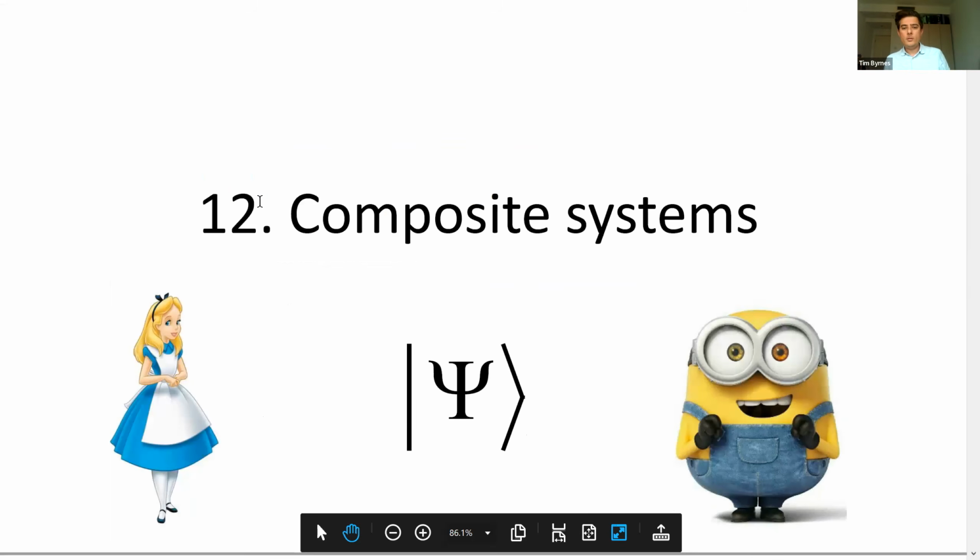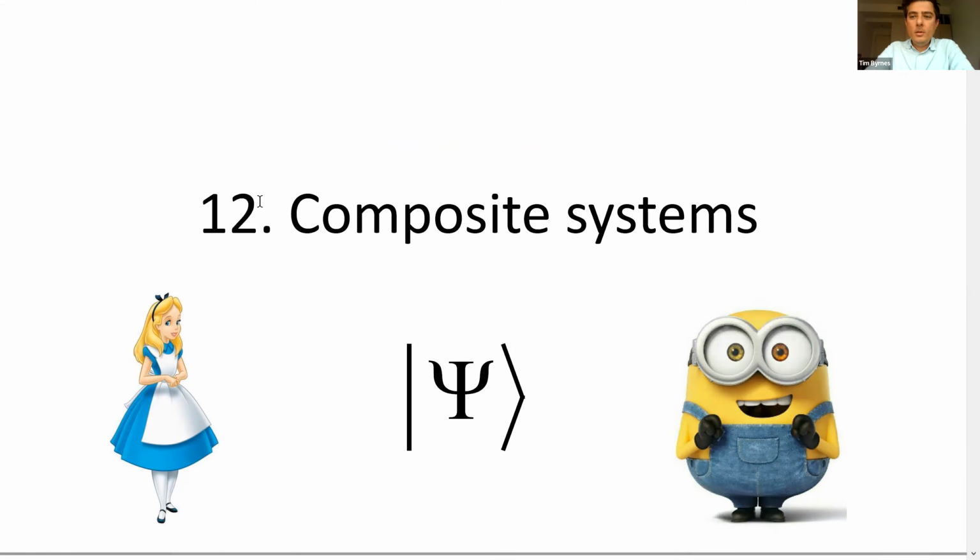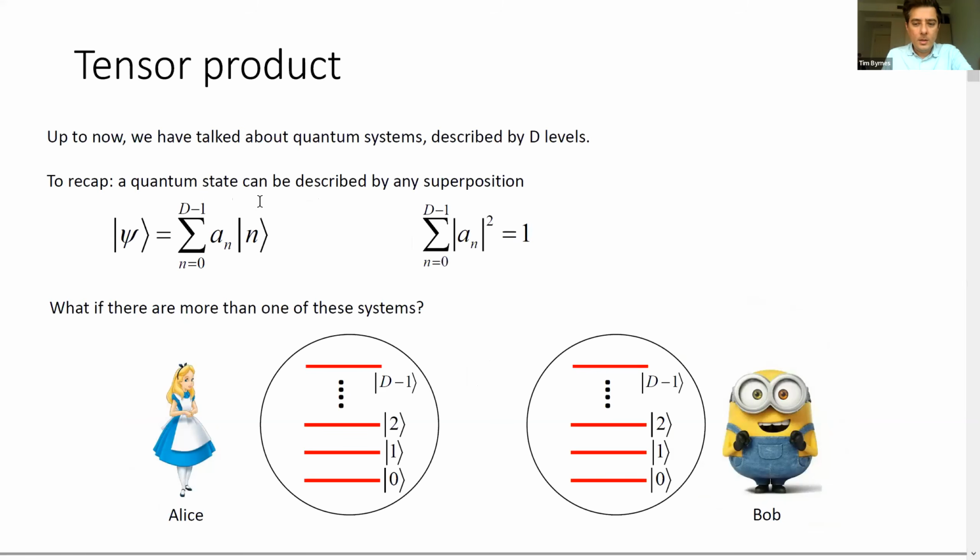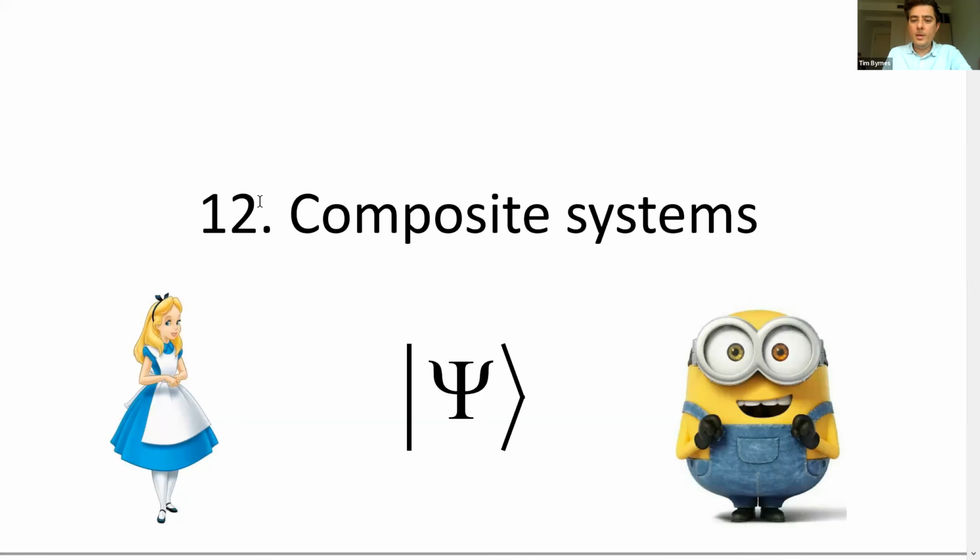Okay, so we were talking about composite systems, and composite systems basically means you've got more than one quantum system. In everything that we've been doing so far, we've only looked at just the one system, and now we're looking at what happens when we combine different quantum systems. So this is why I've got a picture of Alice and Bob here, because we've got more than one party here.